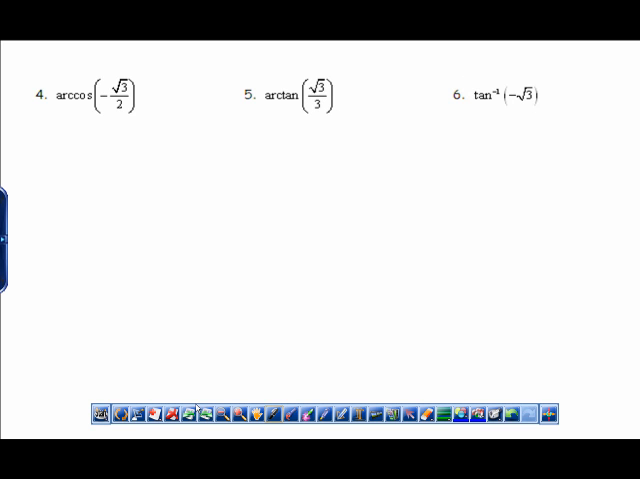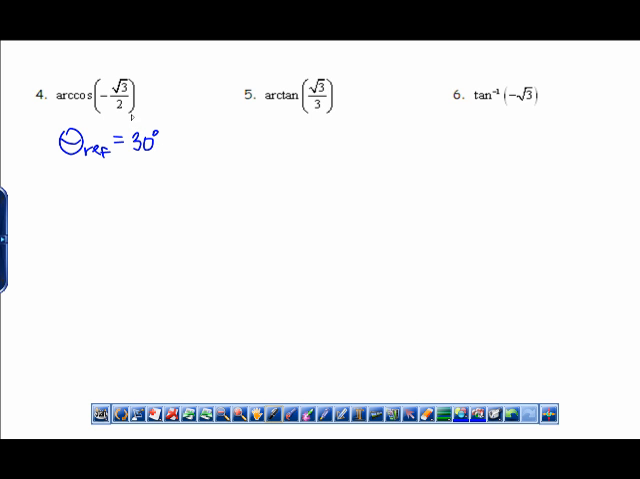All right, let's look at example 4. Arc cosine or inverse cosine. Here we have a negative. Let's first, though, just think, what is that reference angle? Okay, so again, if you remember it, it's much easier: 30 degrees.